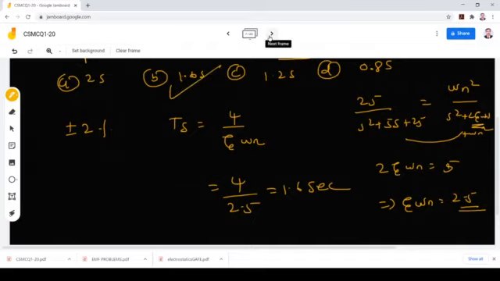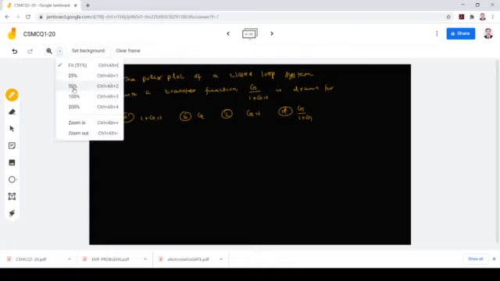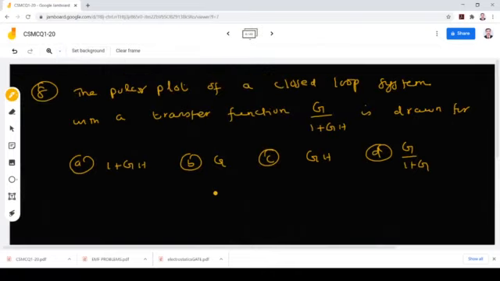Next one. The polar plot of a closed loop transfer function system with the transfer function G by 1 plus GH is drawn for GH. So option C is the right answer.